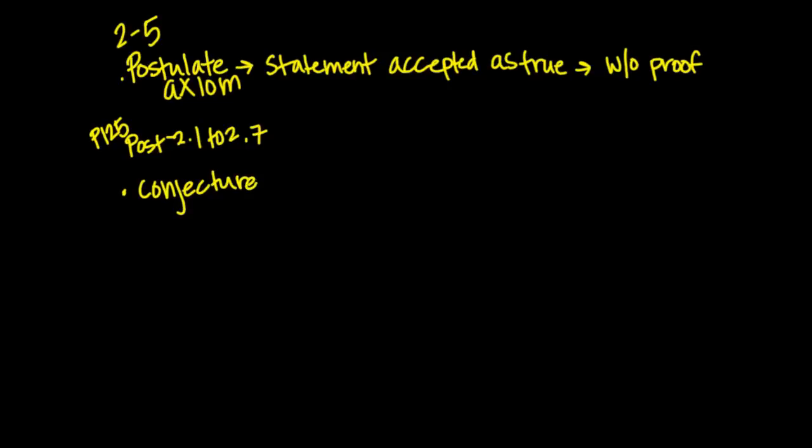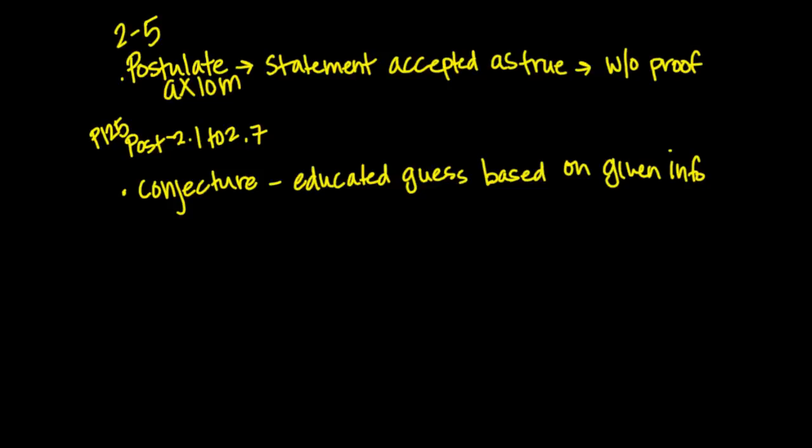Now, when we talk about conjecture, that is an educated guess that is based on given information. So conjecture, educated guess based on given information. All right, so we've looked at conjectures, remember, in 2.1 where they gave you a pattern, or they gave you numbers or pictures or whatever. You had to figure out the pattern, and then you had to make a conjecture about what that pattern was, and then write what you thought the next number was. That was a conjecture. You were making an educated guess on the information that they'd given you.